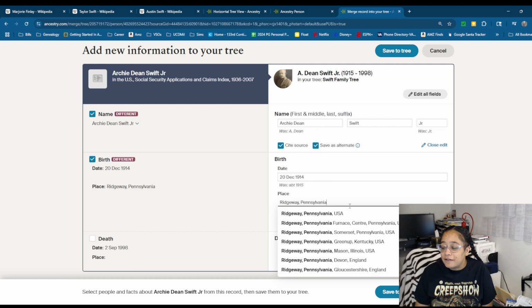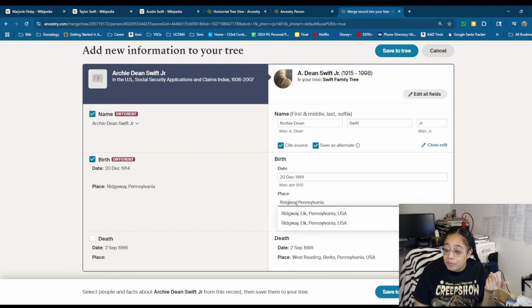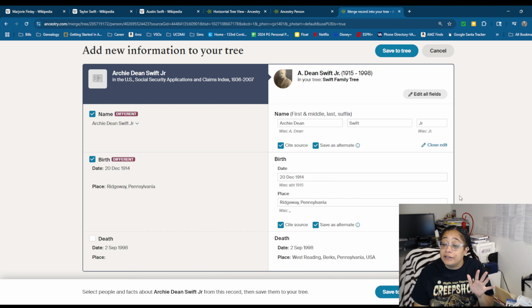So this is where this can get funny. You see here that it's saying Ridgeway, Pennsylvania, no county, maybe Center County, maybe Somerset County, and then they have Kentucky. So it can get a little bit weird. Sometimes I'll play around with the name. Like, is there really an E in Ridgeway? The federal government may not have it. So now it says Ridgeway, Elk, Pennsylvania, which I suspect may be the case, but I don't know for sure. I'm going to add the E back, and I'm going to leave it just like that until I can verify that's where he was actually born.